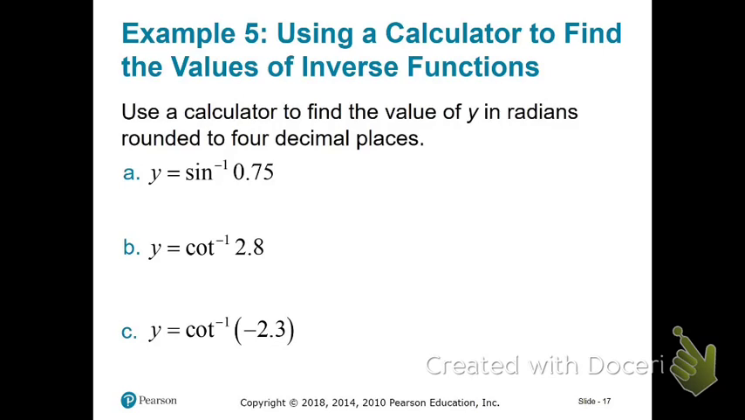Alright, so how am I going to type the first one in? Just like it says. Inverse sine, 0.75, close parenthesis, enter. And we get, because it's negative, 0.85. How many decimal places did it say? 4. I even stressed it. Oh, 0.8481. Good.